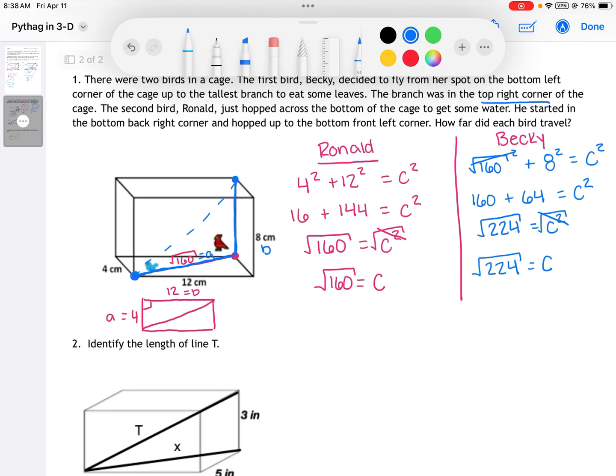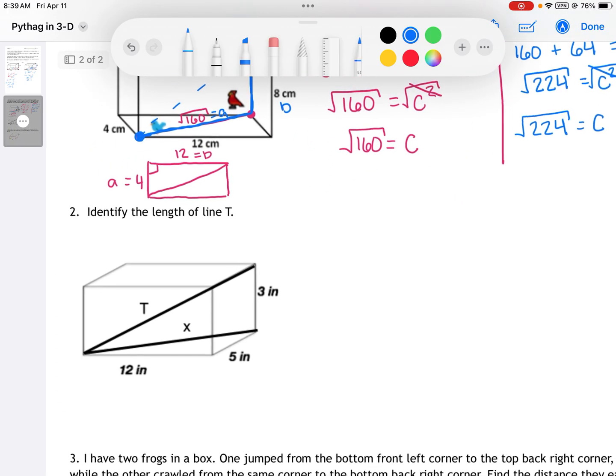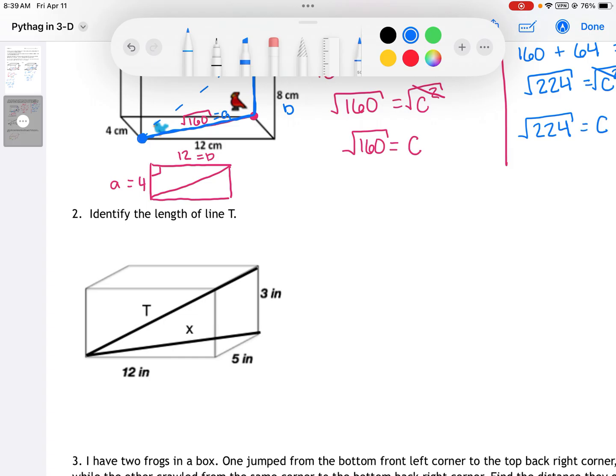All right, so Ronald went a distance of the square root of 160, and Becky went a distance of the square root of 224. So I think you'll start to recognize the same pattern. When you have any 3D, no matter what the situation is, you're finding the distance across the bottom, and then you're finding the distance through the entire shape. I'll do one more with you, and you're going to be left to do number 3 by yourself.